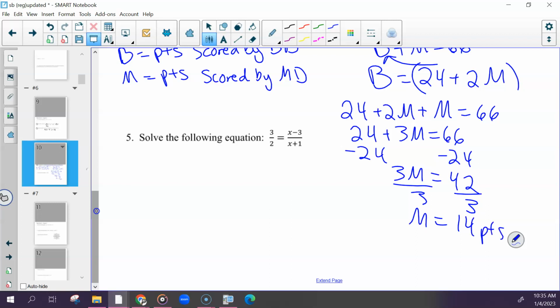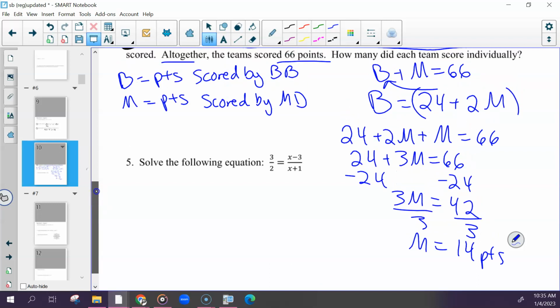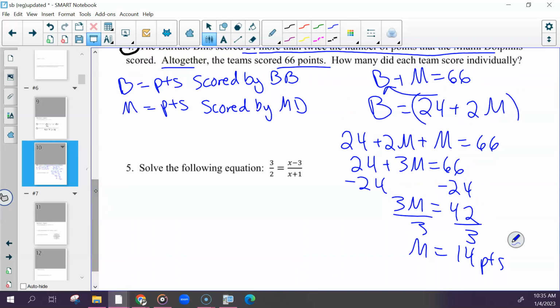Then go back, take that M equals, put it in for B. I'm sorry, put it in for M, solve for B. In either of these equations, does not matter which one. So 52 points and 14 points would be our final answers.